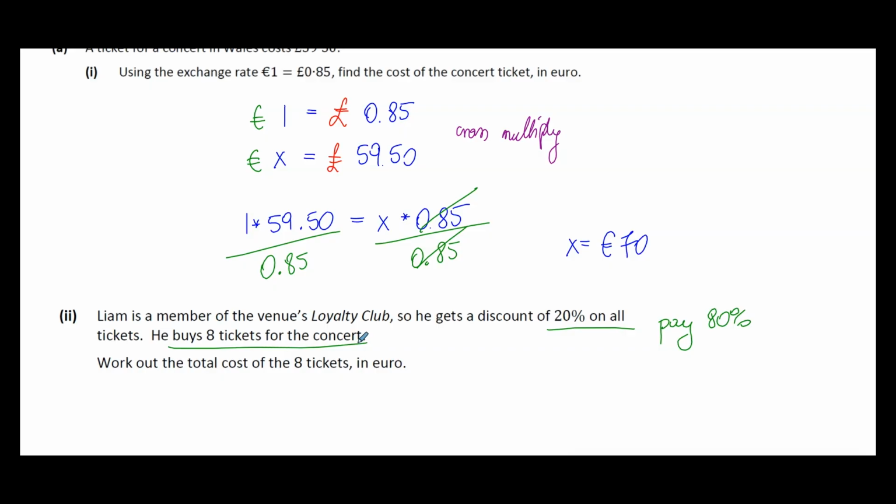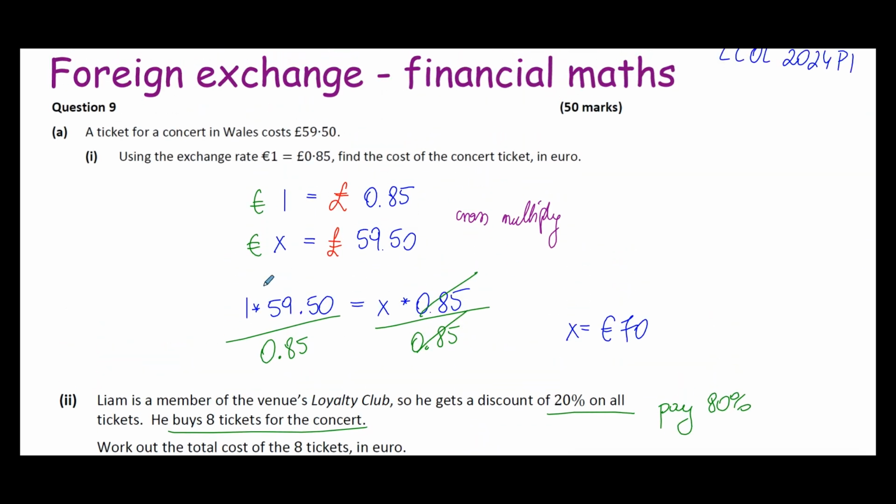He buys 8 tickets for the concert. So therefore we have to work out the total cost of 8 tickets. So normally it will be 8 tickets by €70, but he only pays 80% of that. So 0.8 or multiply by 80%, however you want to go. And again, in your calculator, press equal, and we get €448. Again, I can't stress that enough. This conversion, it's really easy, really simple, and it is applicable not just to foreign exchange, but a lot of conversion that can be done.